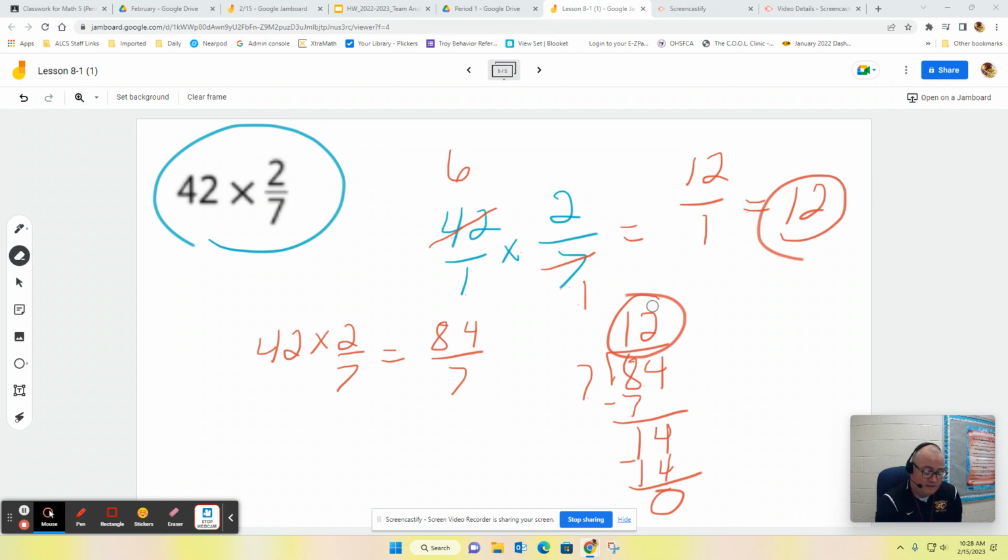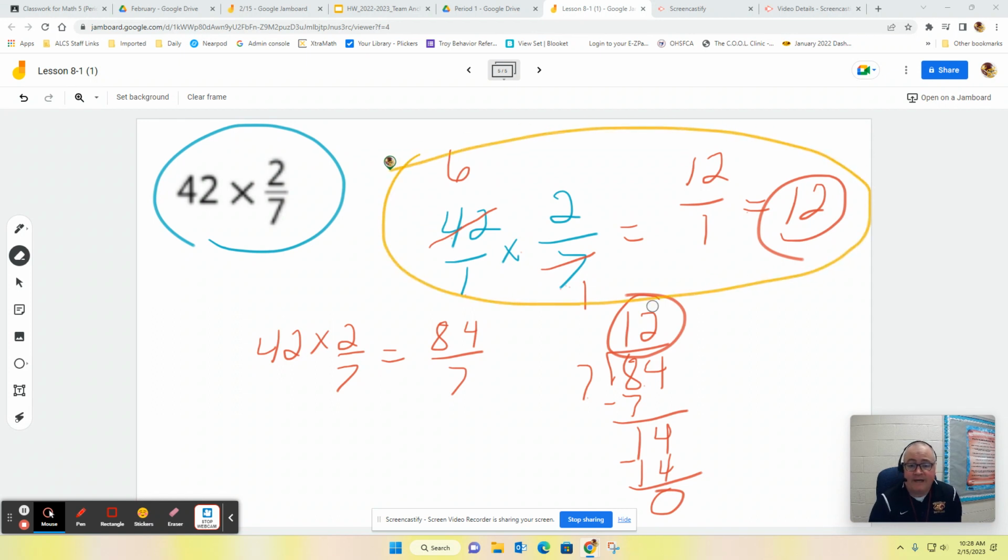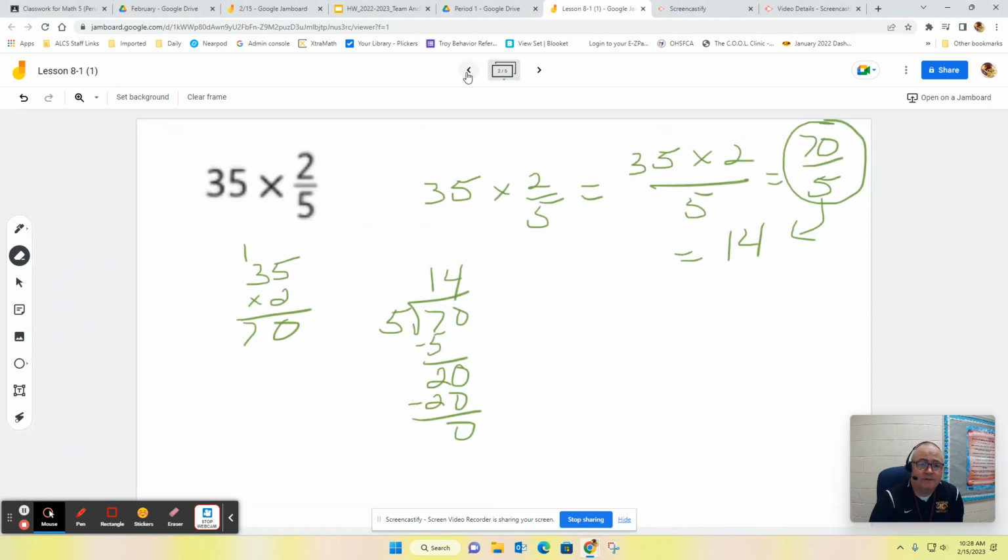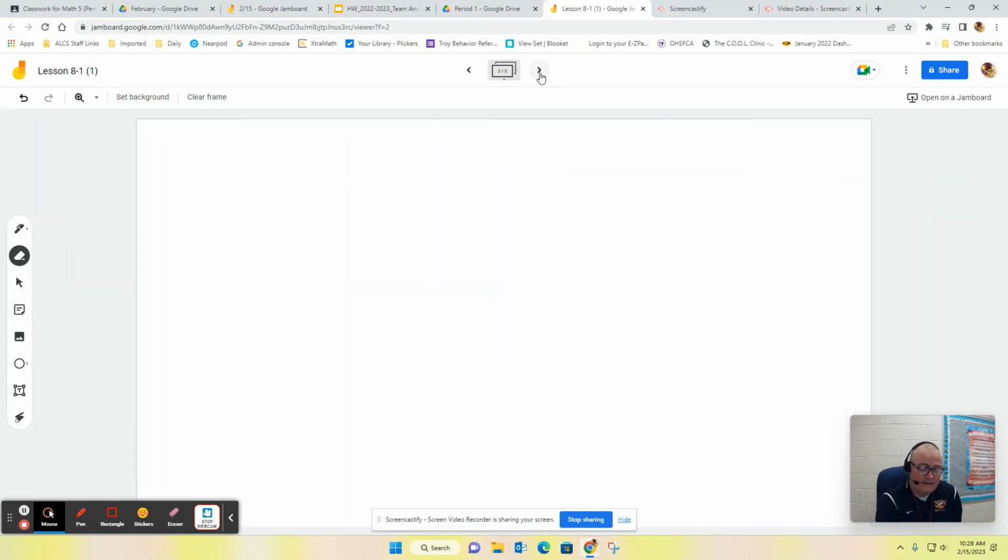I don't know about you guys, but I really like cross simplifying. All right. That to me is very fast paced. That is something you should be able to do. Let's go back and look at one of our other problems where we can do cross simplifying. So I'm going to go up here and go backwards. 35 times 2 fifths.